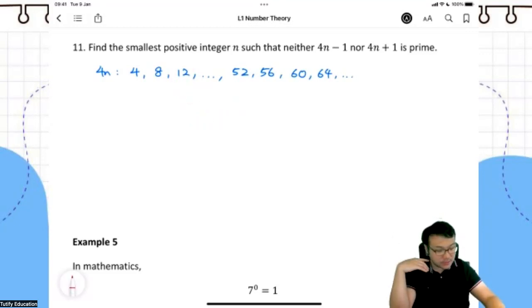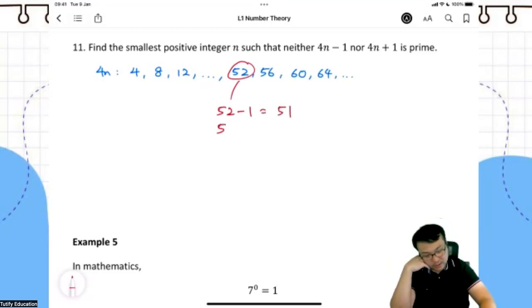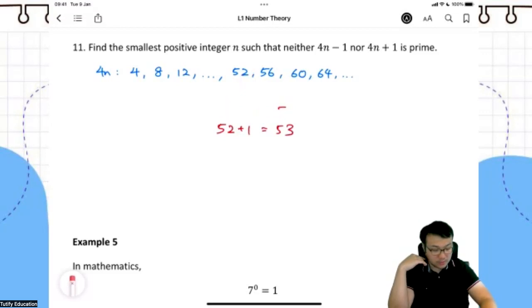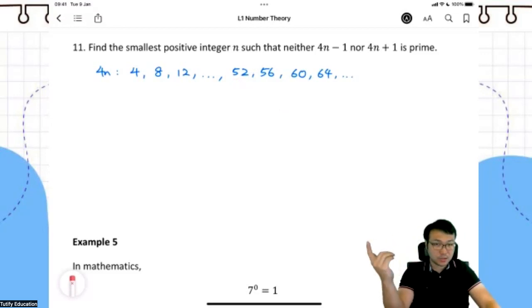Let's do an experiment with another number. Let's say this number. If I minus 1, 4n minus 1 is 51. 4n plus 1 is 53. You see, I'm getting prime number again. Right? So do I want this number? I don't want it. So students, can you just observe all these numbers that I've written down? Can you just take some time to choose which number is the smallest possible number such that if you minus 1 or if you plus 1, you will never get a prime number. Can you type in the chat which number do you want to choose?